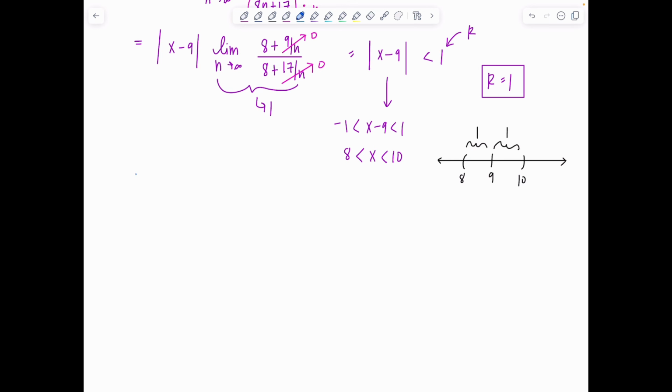Here we go. Let's test the endpoints. Which one do you want to do first? You know, I can't hear you, so I'm just going to go with 8.